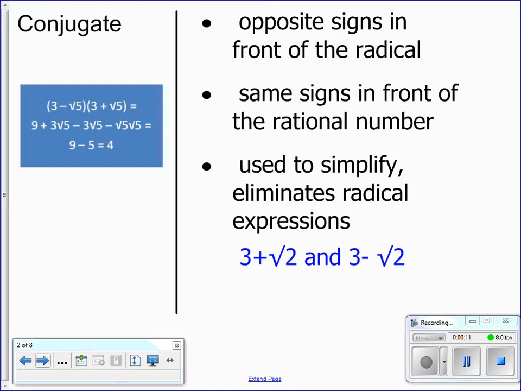So the conjugate means the opposite signs in front of the radical. So we have the same signs in front of the rational number, but opposite in front of the radical. This is used to simplify and eliminates our radical expressions. So our conjugate of 3 plus square root of 2 is 3 minus the square root of 2.